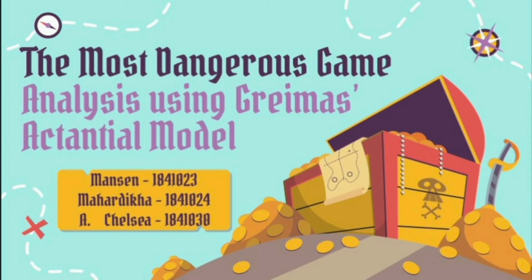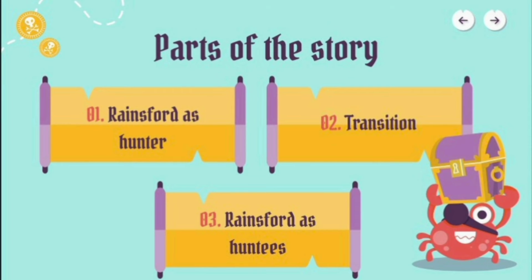Hello everyone, in this video we would like to present the use of Greimas' actantial model in a story, The Most Dangerous Game by Richard Connell. The story is divided into three parts or events. The first event is about Rainsford as the hunter. Then the second event is the transition or the middle part of the story, and the last event is when Rainsford acts as the huntress. And it will be explained further in the next diagrams.